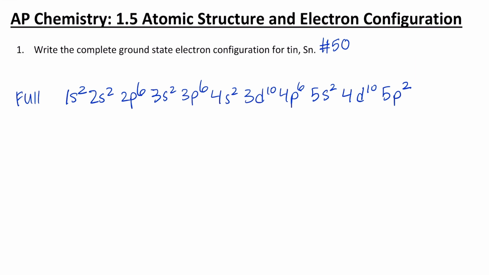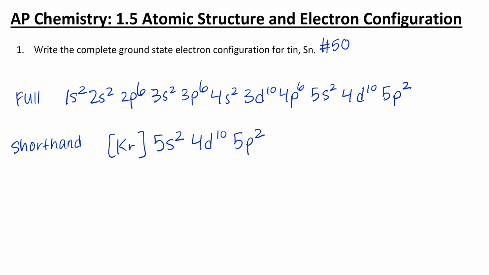And another way to express the electron configuration would be to use the shorthand method. And we're going to have to use the nearest noble gas. So that would be krypton, our previous closest and previous noble gas. And we're going to continue by saying 5s2, 4d10, and lastly 5p2. And that's it.